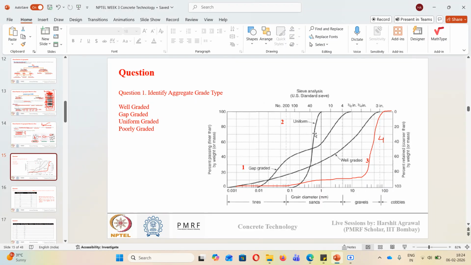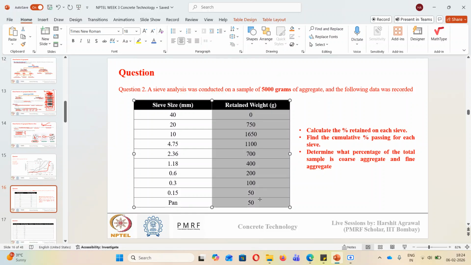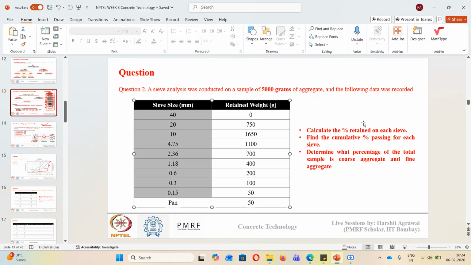I hope this question was clear, how we understand aggregate grading. Now just help me do the calculation. How will we calculate the cumulative percentage passing, and determine how much percentage of my aggregate is coarse aggregate and fine aggregate? I have sieve analysis data. I conducted a sieve analysis on 5 kg aggregate and I recorded these weights of aggregate retained on different sieves. This is my sieve.